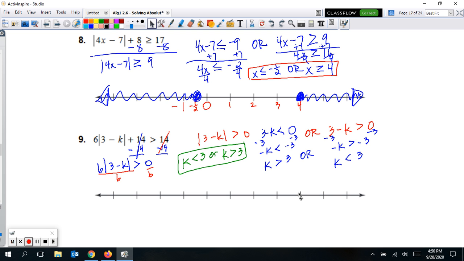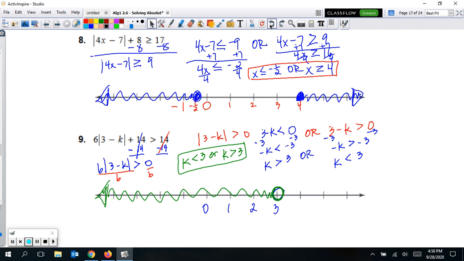But as we graph this on the number line, we're going to see that we only need to put 3 on the graph. So there's 0, 1, 2, 3. I'm just going to have only a hole at 3. It's going to be an open hole, so it does not include 3. This inequality says k is less than 3, and this one says k is greater than 3.